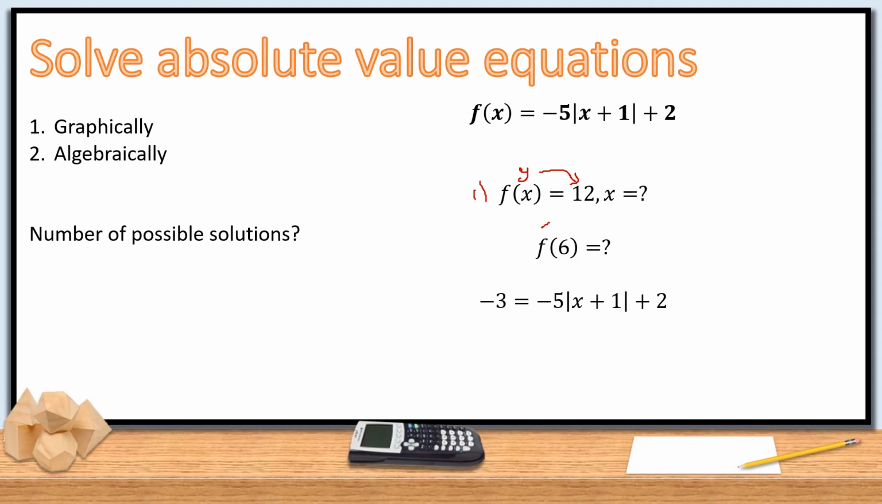F of 6, we're saying x is 6, what is y? Since it's a function, there should only be one answer, because that's the definition of a function. For every value of x, there's only one y value. And then the last one down here, they give us the y value. It's almost the exact same as the first question. They're asking, for what value or values of x is the answer going to be minus 3? Is there going to be a y coordinate of minus 3? And you've got to solve it.